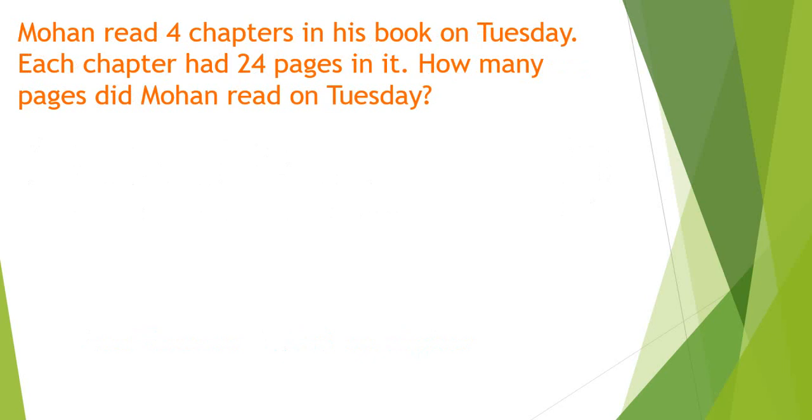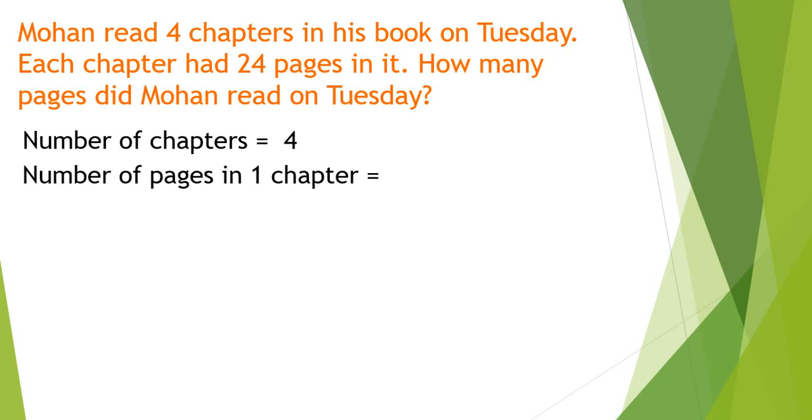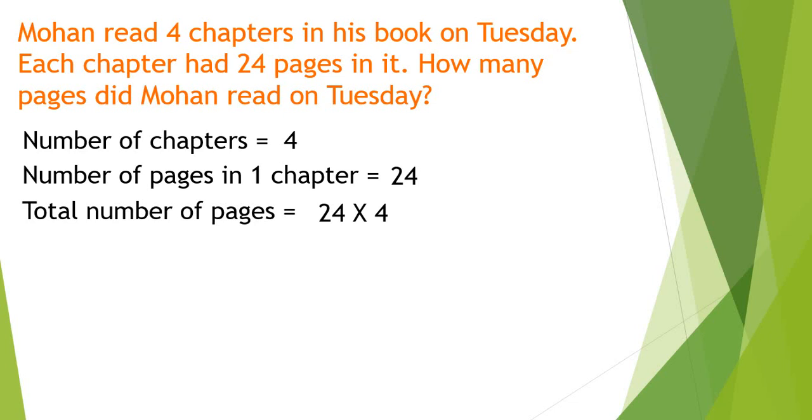Now the second question. Mohan read 4 chapters in his book on Tuesday. Each chapter had 24 pages in it. How many pages did Mohan read on Tuesday? Here number of chapters is given, and that is 4. And number of pages in one chapter is 24. Now we have to find total number of pages. So we will multiply 24 and 4. Let's do the sum.